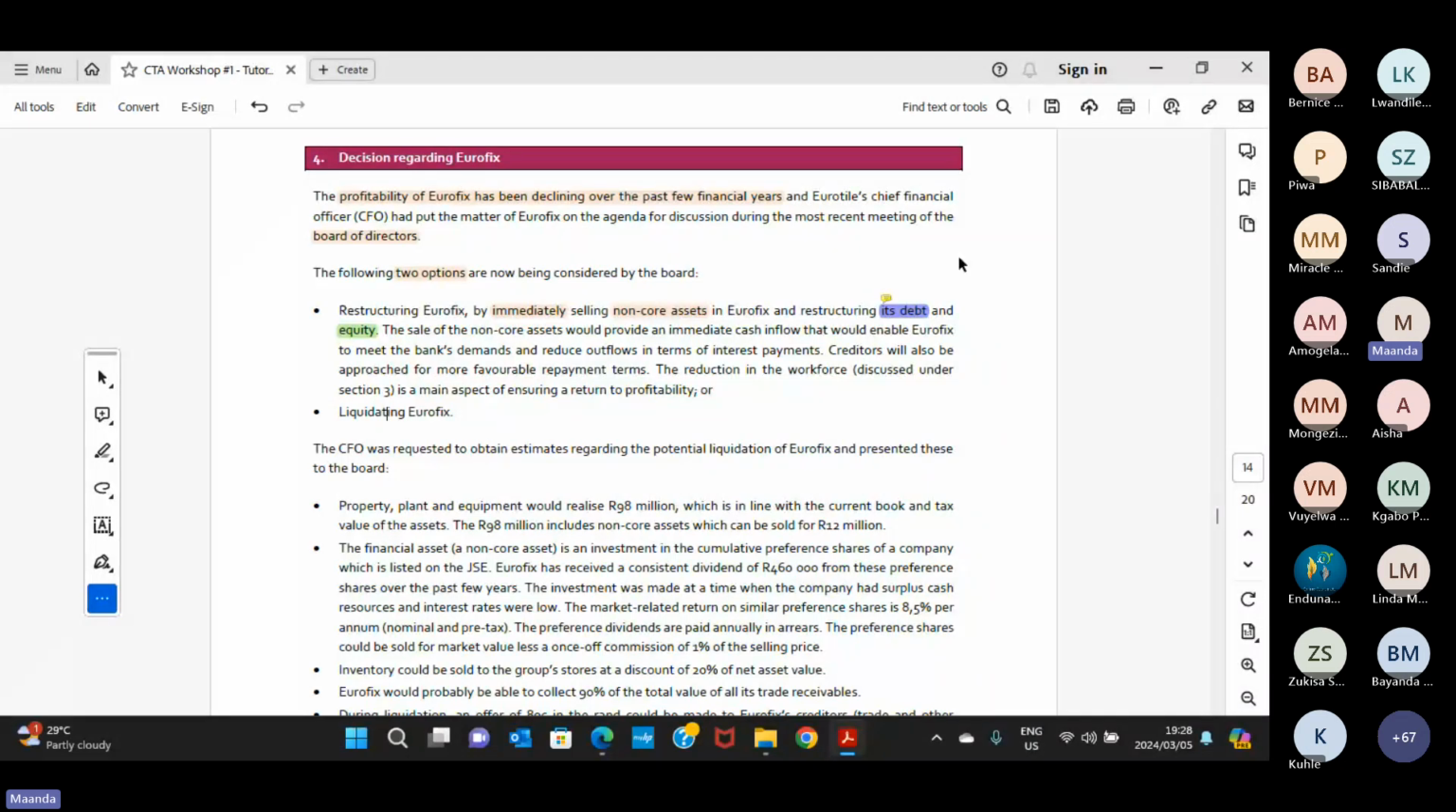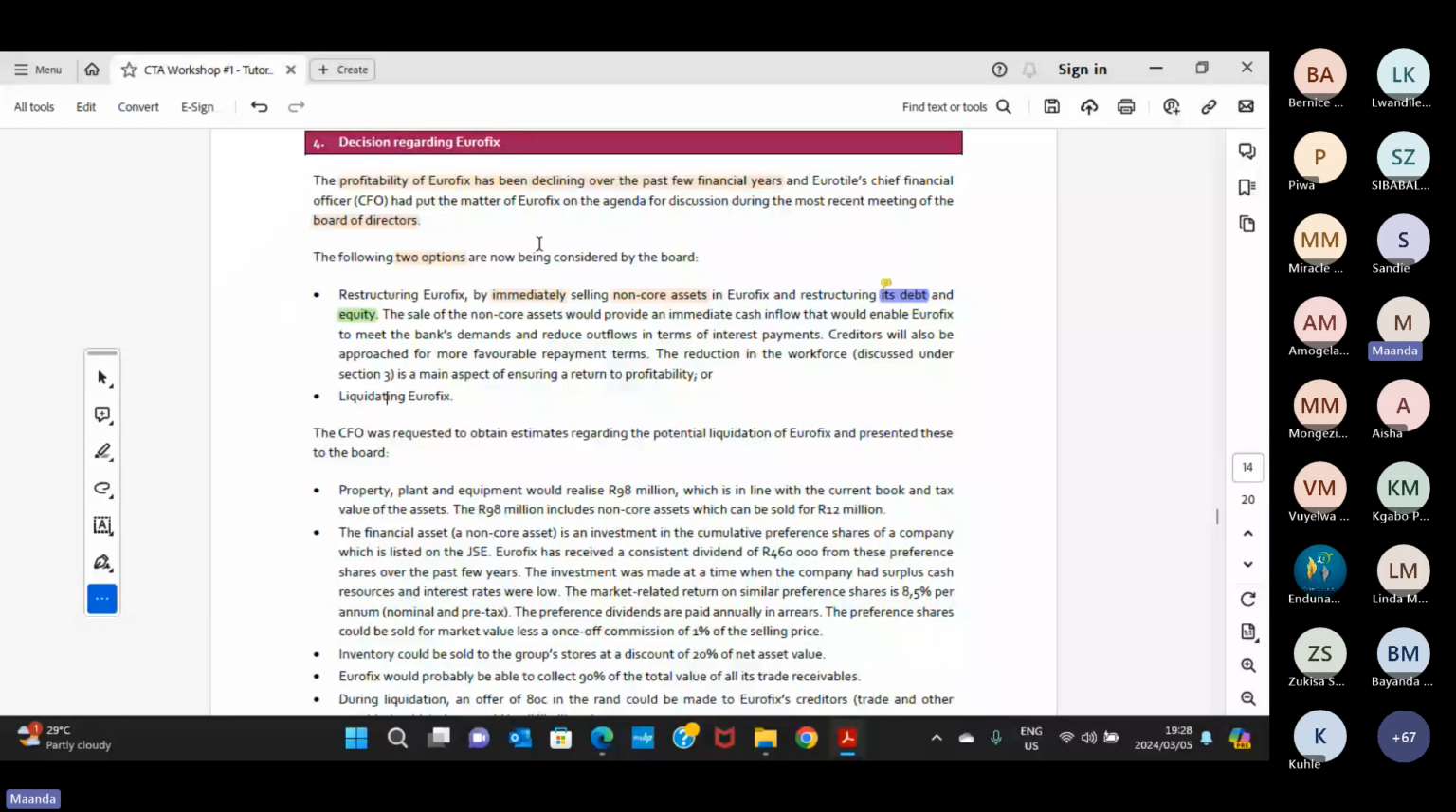And then equity as well, right? So already you have 1, 2, 3, 4. Then the sales of non-core assets will provide an immediate cash inflow. All right. So again, what did I say? I said when you talk about the qualitative, you talk about both things.